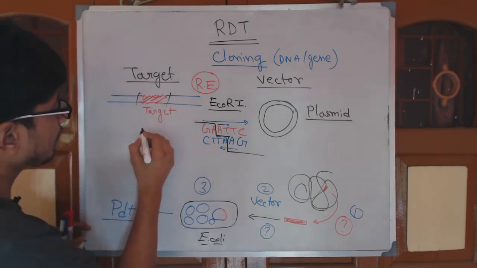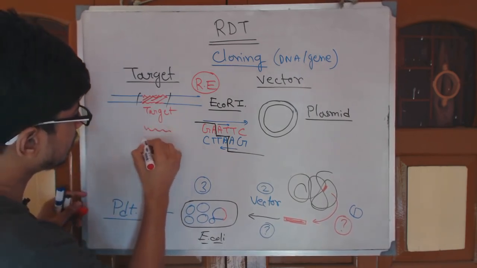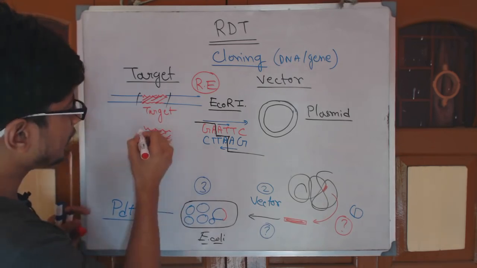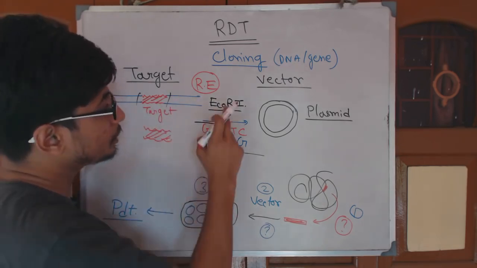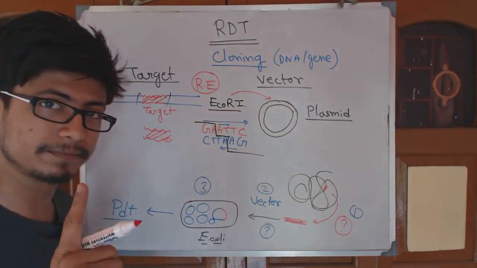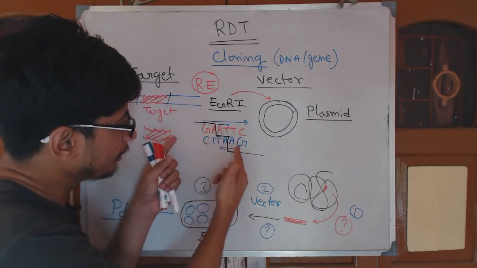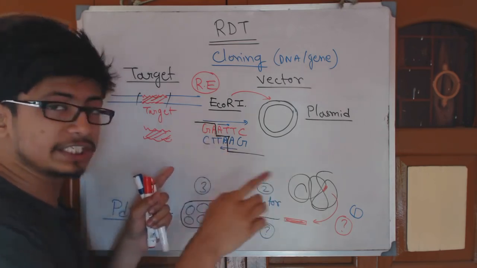So we cleave this DNA. Now what we have is the target DNA in our hand, and it is cleaved with, say, EcoR1. Now what we need to do is treat the vector with the same restriction enzyme. Do you know why? Because they cleave in a specific pattern, GAATTC, right after GA.